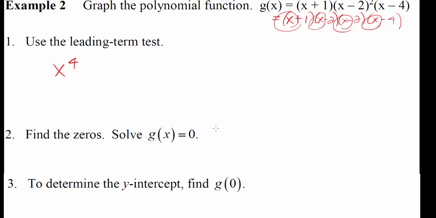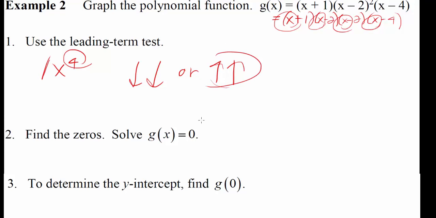the polynomial. So this leading term has a power of 4, which is even, so that tells me they're going the same direction, these two options, okay? And because this right here is positive, that means they're both going up.